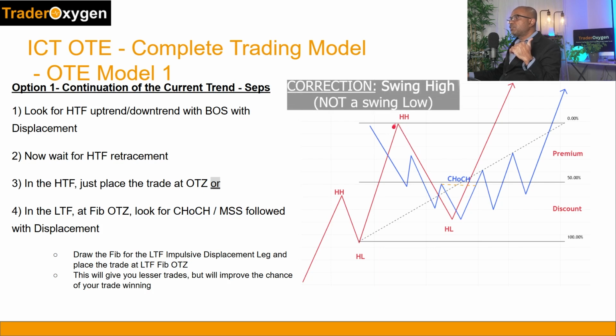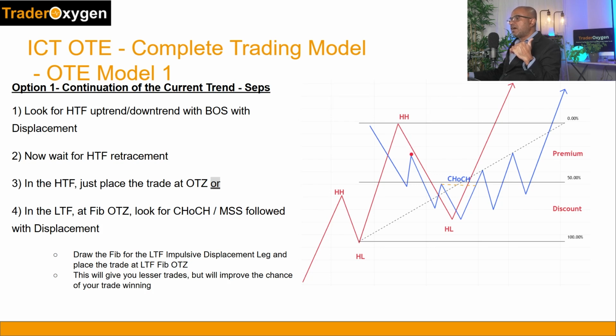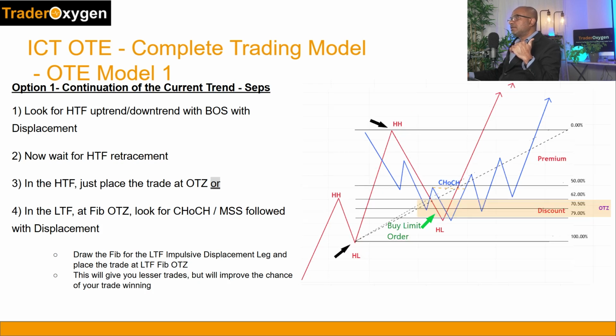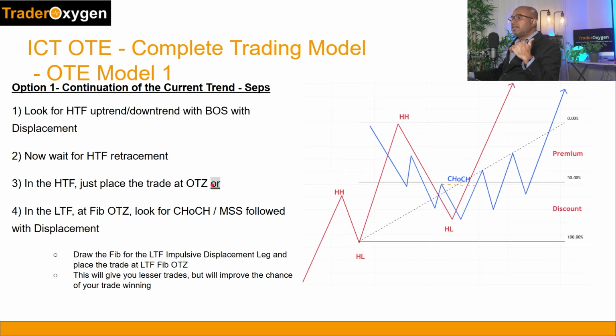So you wait till a swing low is formed here, and when you see the price comes down, then you know the retracement starts. So what you can do next is, in this dealing range, you can draw the fib, and in the optimal trade zone, you can place a buy limit order at the higher time frame. That's one variation here.